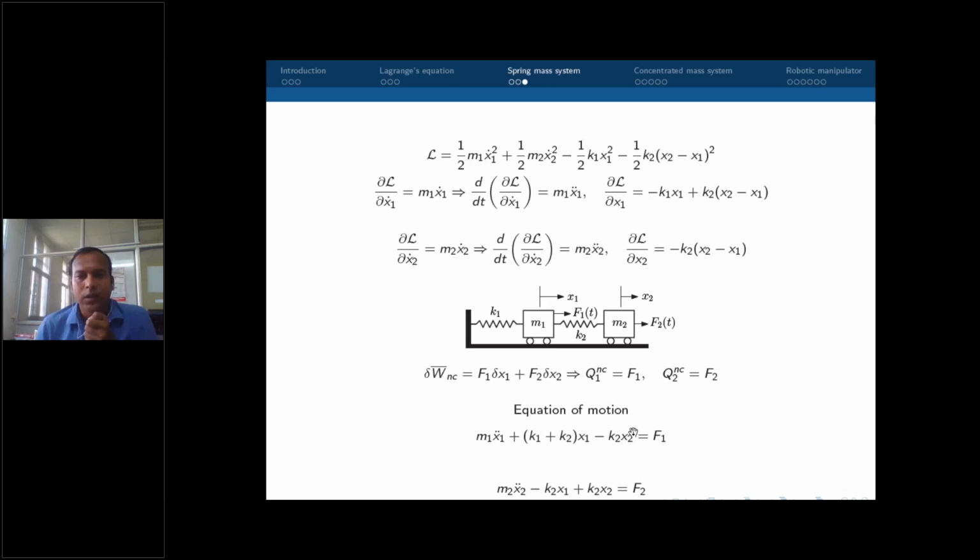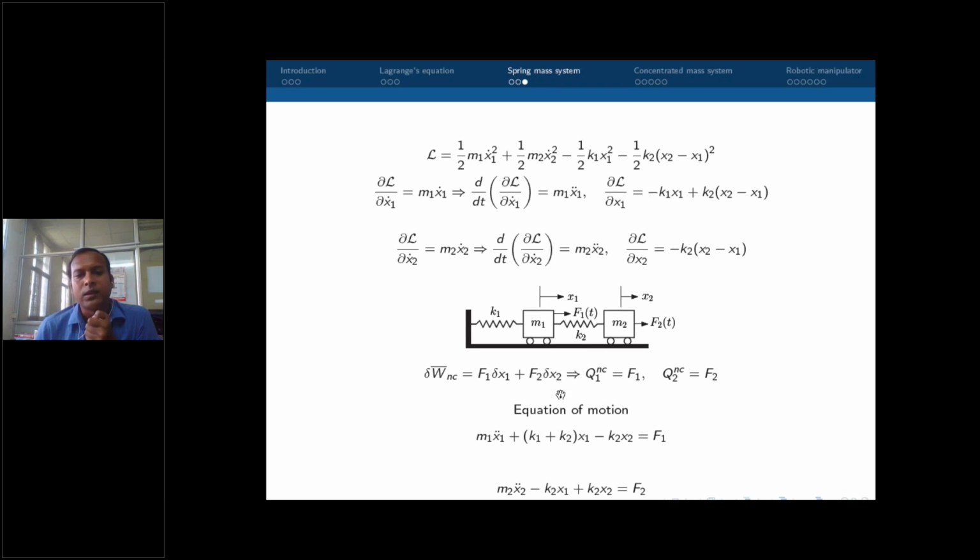These two equations of motion we obtain just by substituting these differentiations into Lagrange's equation of motion. Another thing you can observe: in this 2 degree of freedom system figure, below it we have mentioned the virtual work done due to these external forces. The virtual work done related to the first mass, whose motion is x1 and applied force is F1, is delta x1 multiplied with F1, the virtual work done due to this force F1. Then the virtual work done due to the force F2 on mass M2 is F2 into its virtual displacement delta x2.